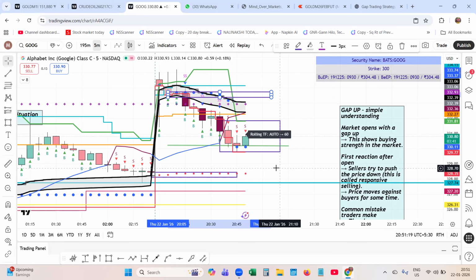Okay, friends, thank you very much, Nalinakshi Swami. I hope you understood the concept behind gap ups and gap downs. So you need to wait. Who will be active? Responsive selling is active in the Google. Same thing which happened in the Nifty also. Only directional buying started around 215 to 230. That was a huge move.